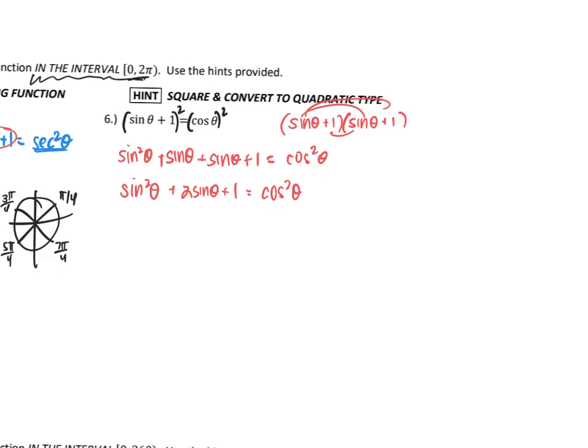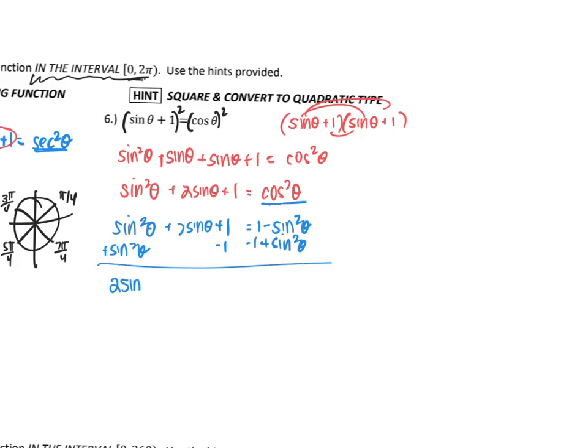I want it to all be in sine, because I have a sine squared, a sine, and then a constant. But this cosine squared, I wouldn't be able to factor it with the other sine. This is not the same trig function, so I'm going to rewrite cosine squared as 1 minus sine squared from our Pythagorean identity. And then I'm going to get everything on one side, and I should be able to factor. So subtract 1, add sine squared.